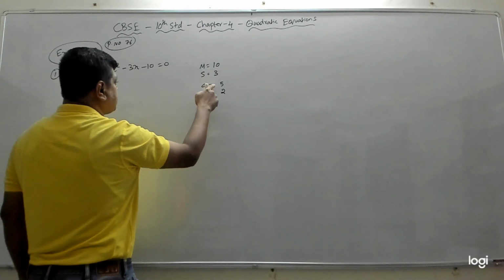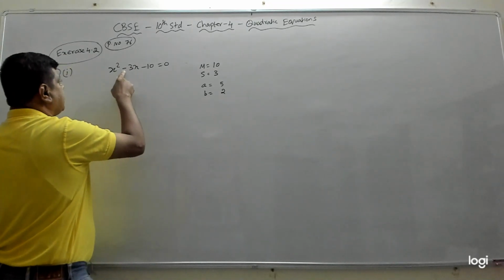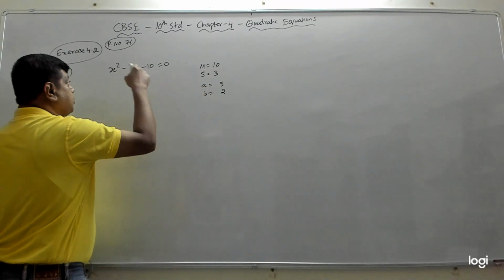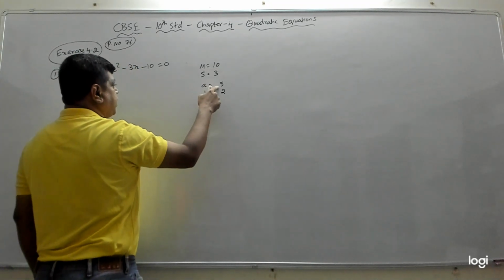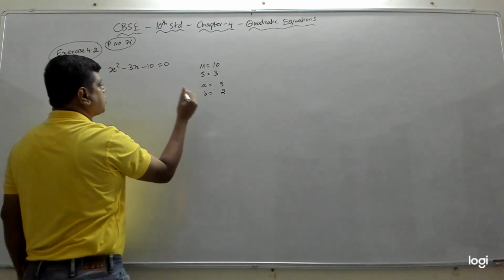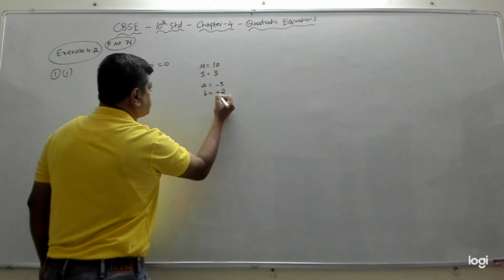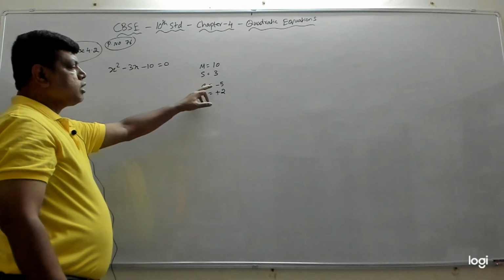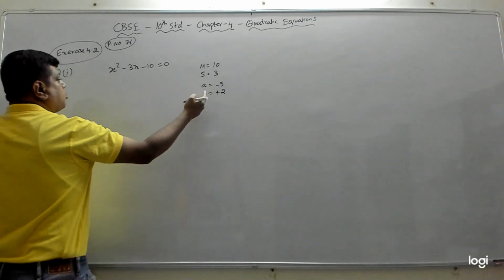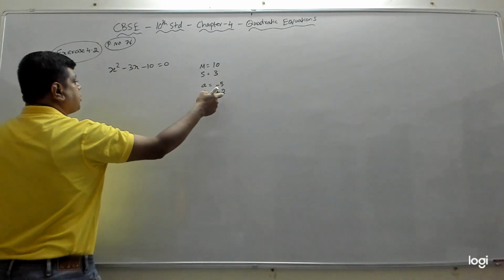To know which number is positive, which number is negative, we have to see this sign. The greater number among these two will take this sign. So the greater number is what? 5. So 5 will take this sign, which is minus. So it will become minus. So this has to become plus. Because in subtraction, one is minus, one is plus. So this will become minus 5, this will become plus 2.